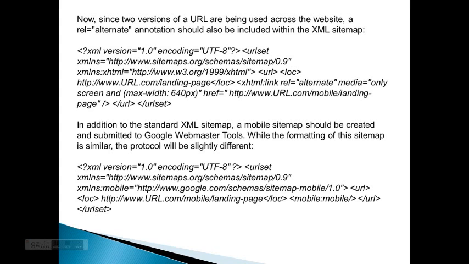So in addition to the standard XML sitemap, a mobile sitemap should be created and submitted to Google Webmaster Tools. While the formatting in this sitemap is similar, the protocol will be slightly different. So the XML version is equal to 1, and the encoding is UTF-8. The urlset xmlns is HTTP, the sitemap URL xmlns:mobile is going to be the mobile sitemap, and then you're going to have a location for the URL landing pages, and then it's going to be mobile:mobile, and you end the URL and URL set.